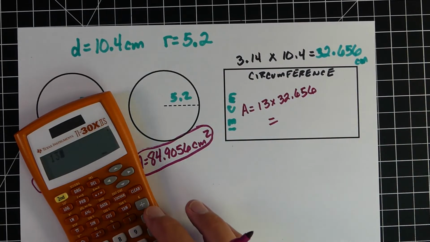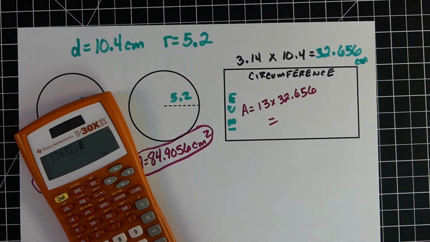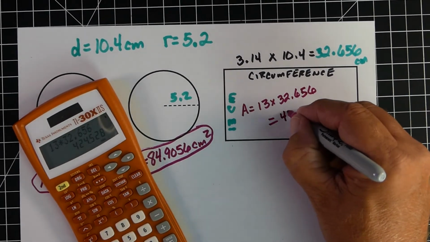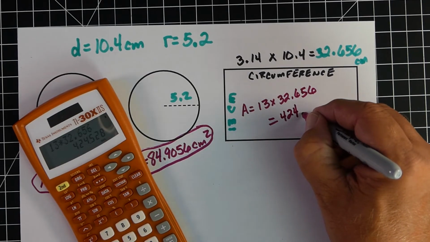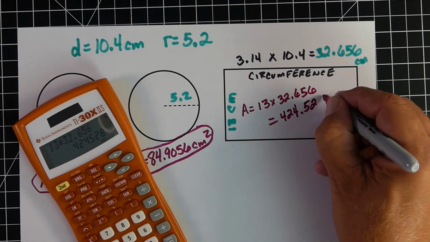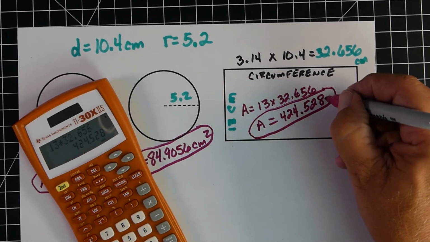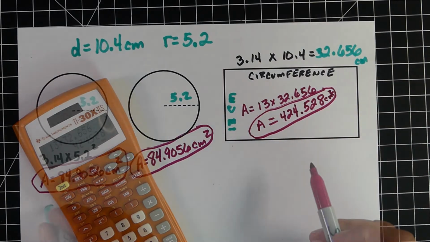Now we take our two numbers and multiply them together. So we're going to go 13, which is the height, times 32.656. When we do that, it's going to give us the area of this rectangle. So in this particular example, we got an area of 424.528, and that's also going to be centimeters squared.